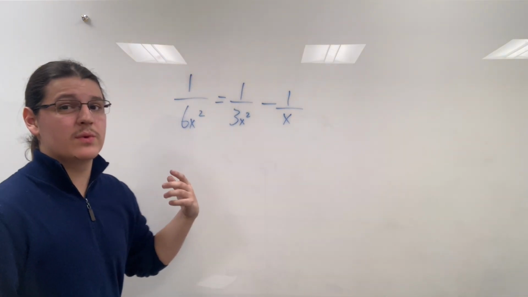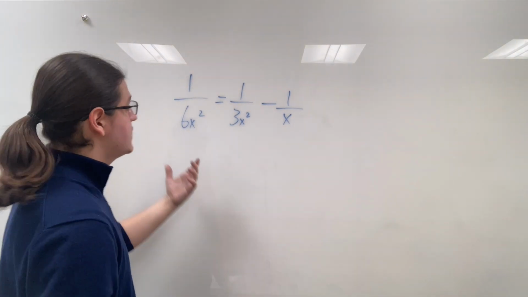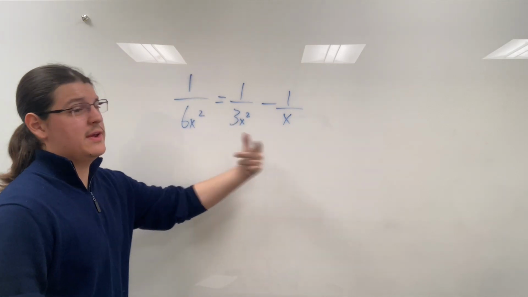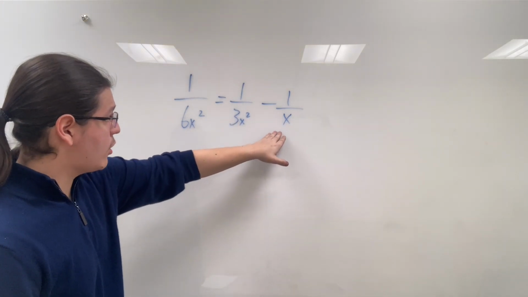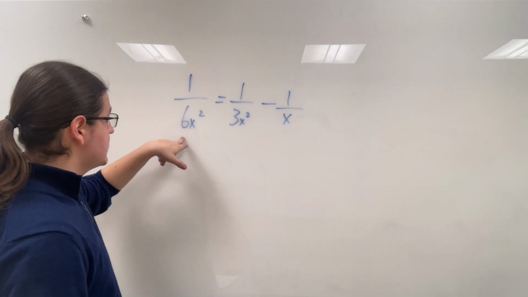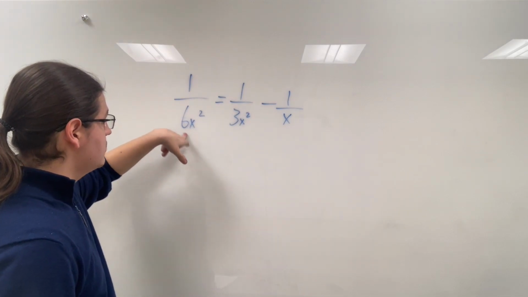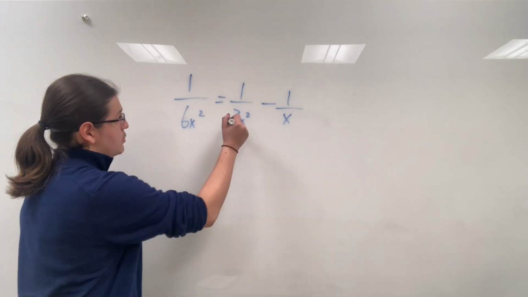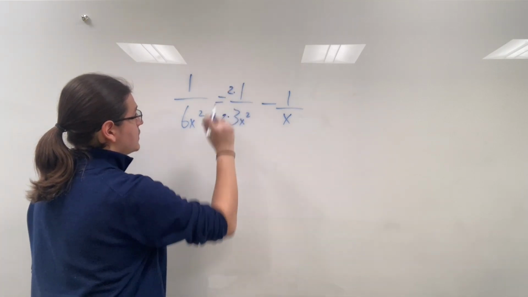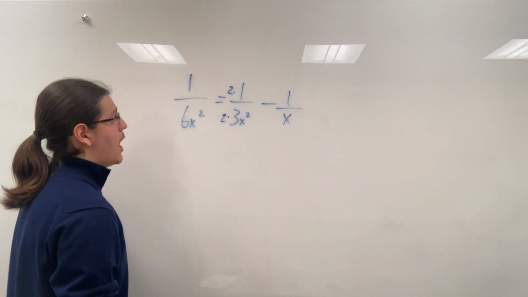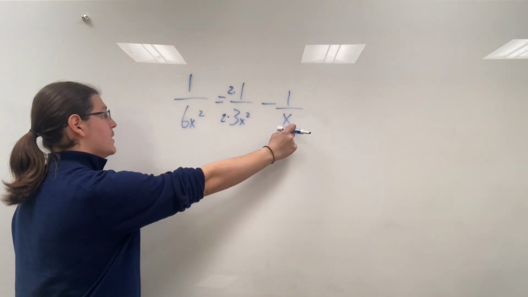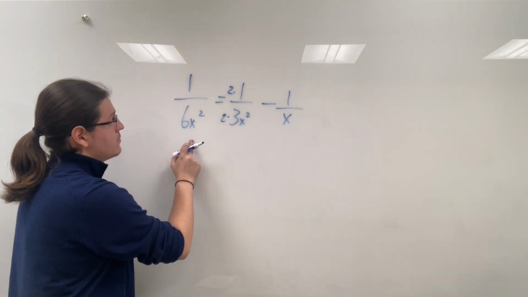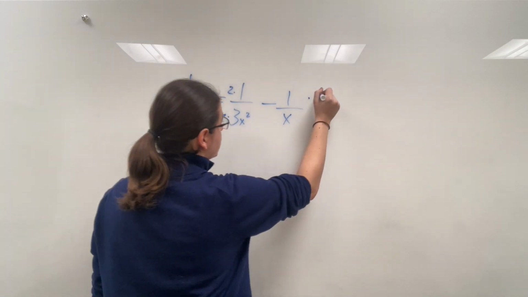We don't really want to think about simplifying, because then we don't know what we would have to divide by. So let's just look at how we can multiply these two to get to this. 3 times 2 is 6, so let's multiply top and bottom by 2. Now what do we have to multiply x by to get 6x squared? 6x.